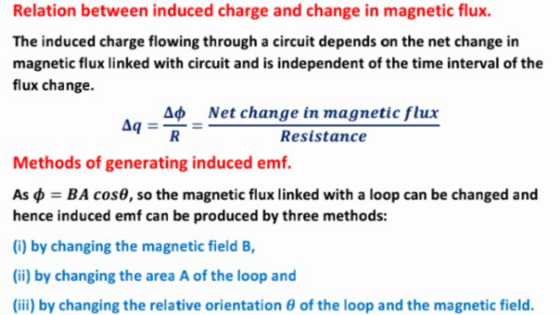Methods of generating induced EMF. How will induced EMF be generated? As phi equal to BA cos theta, the magnetic flux linked with a loop can be changed, and hence induced EMF can be produced by three methods. First method is by changing the magnetic field. Second is by changing the area of the loop, and third is by changing the relative orientation theta of the loop and the magnetic field.